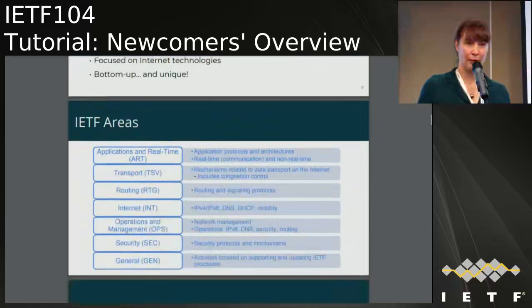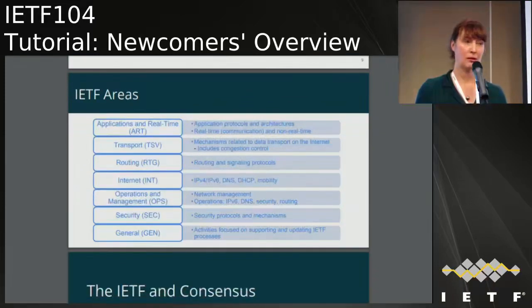So at the moment we have 7 areas. These are the areas that the working groups are clustered within. This can change over time. Some areas merged over time and some were closed, some new ones were created. So at the moment we have these 7. I'm not going to go through all of them. You will see on the agenda every working group is linked to one of these areas.